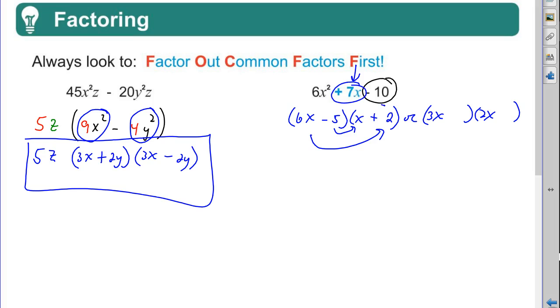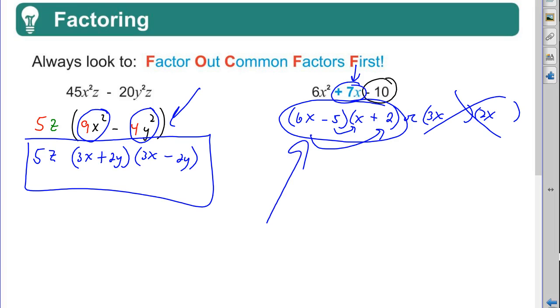It does, and guess what? There's the factoring of that. I don't need those. It wasn't the 3x and 2x, it was the 6x and x. All right, factoring. Be careful. You should know how to factor out common factors. You should know how to factor a difference of two squares, and you should know how to factor trinomials.